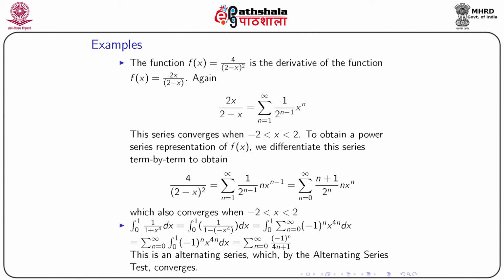Now integrating from 0 to 1, 1 by 1 plus x to the power 4 is equivalent to first taking the sum over n from 0 to infinity and integrating each of these functions from 0 to 1, minus 1 to the power n times x to the power 4n dx, which is relatively easier to do, and it can be seen that it will be the sum over n from 0 to infinity of minus 1 to the power n by 4n plus 1. This is an alternating series which by the alternating series test converges. So we can do this using term by term integration.